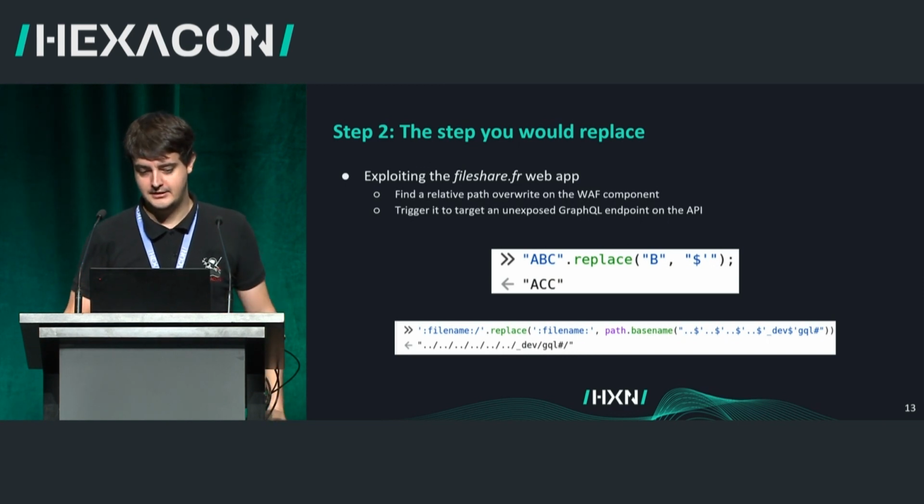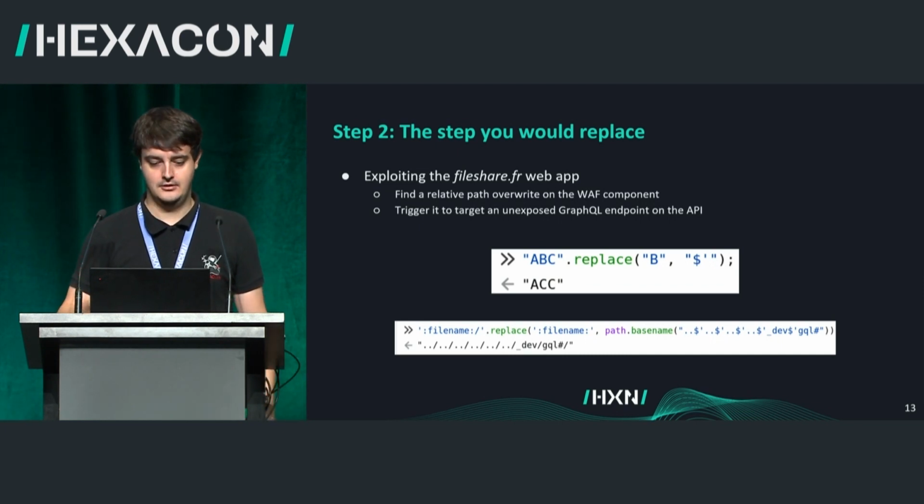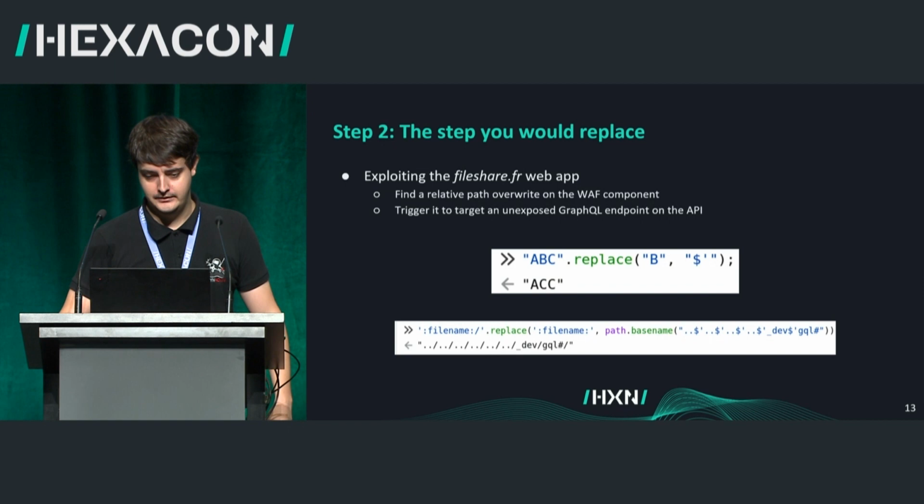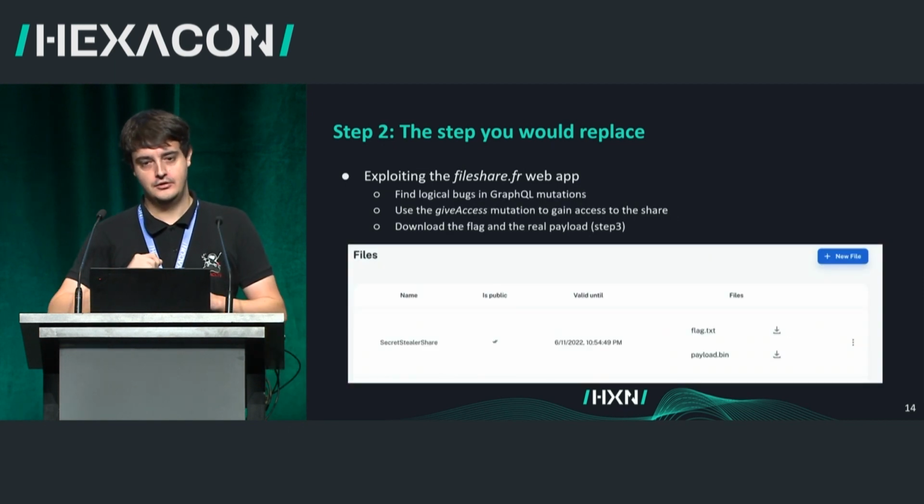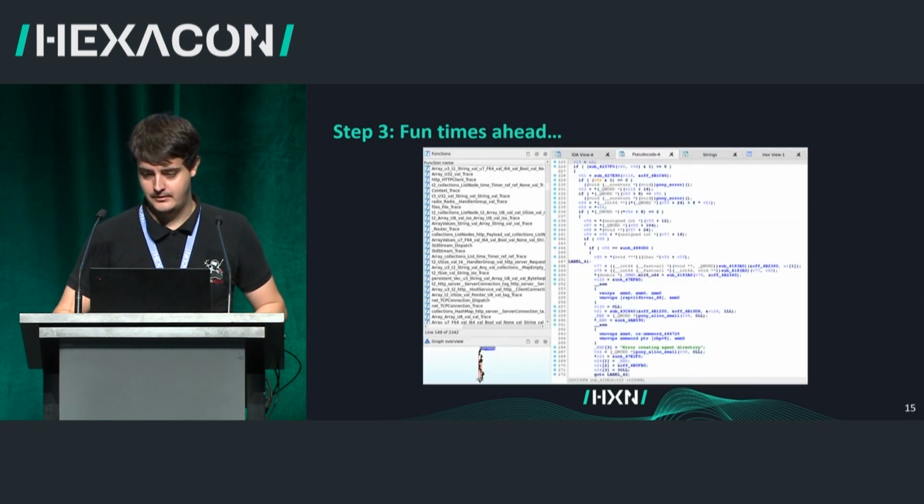So you do a relative path overwrite on the WAF component to attack the internal API, which is the GraphQL endpoint. After you find this bug, you need to find a few more bugs in the GraphQL mutation. You use those bugs to get access to the share and to the expired payload. Now you have solved the web challenge, you get the step 2 flag and the malware.